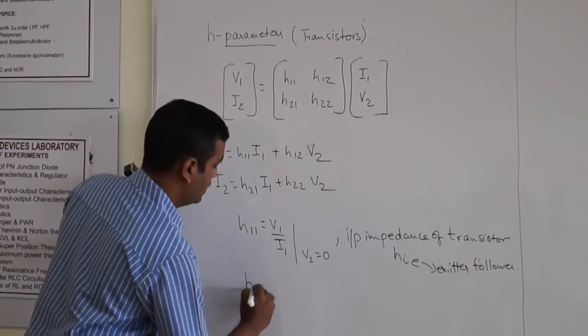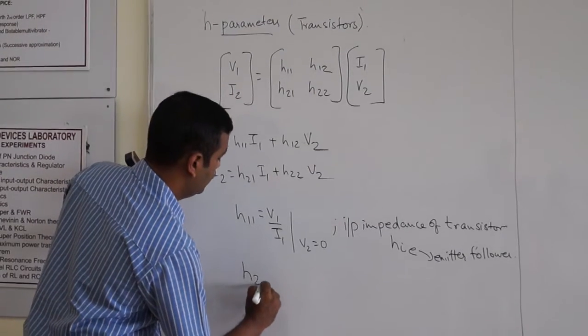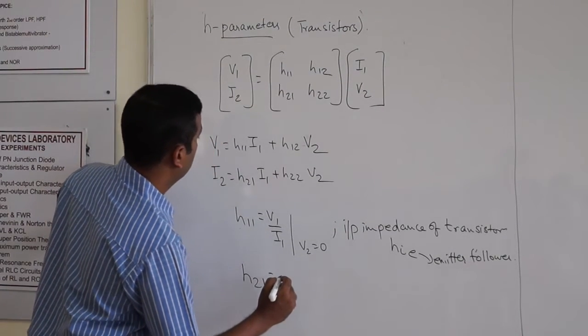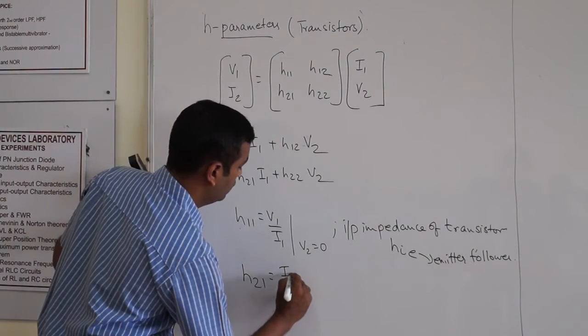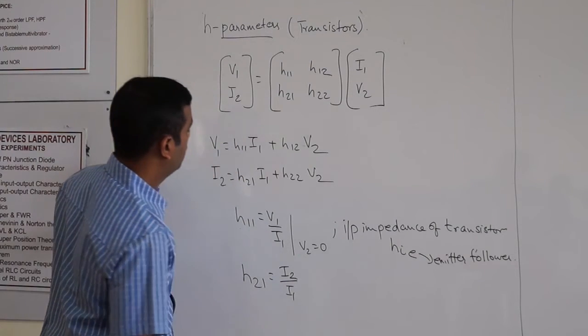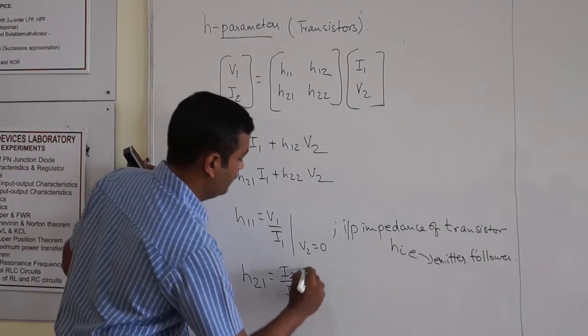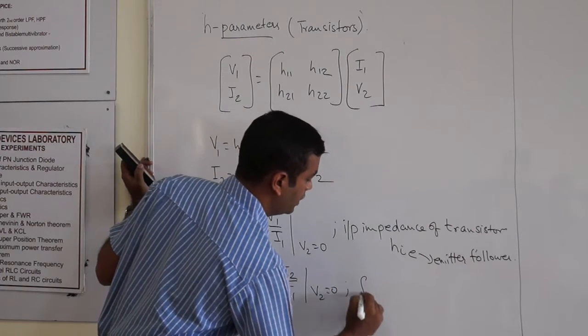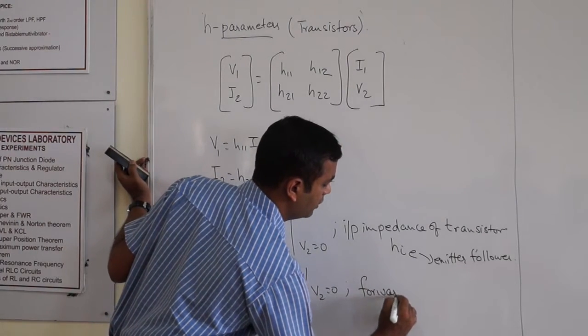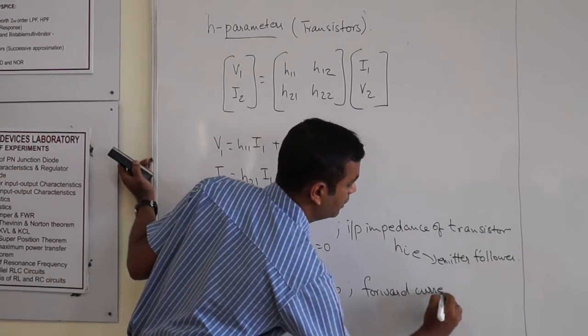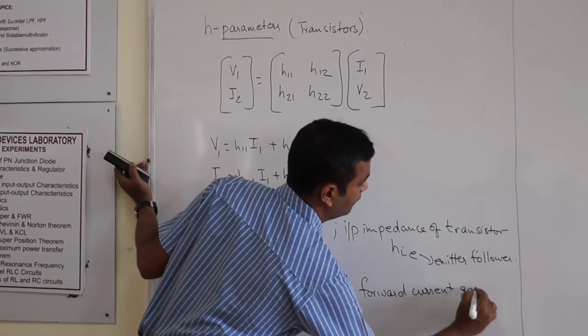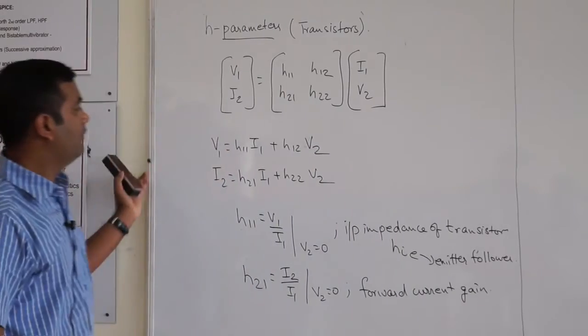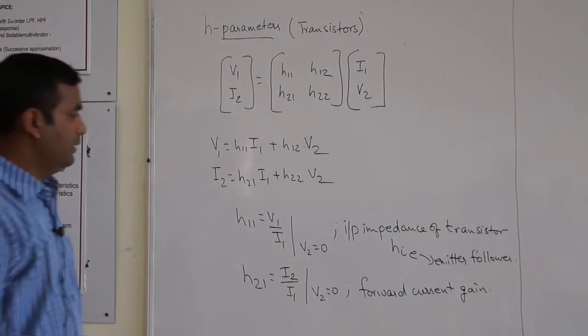And next is H21, which will be nothing but I2 by I1, with the condition V2 is equal to 0. We also call it forward current gain, also called as forward current gain.